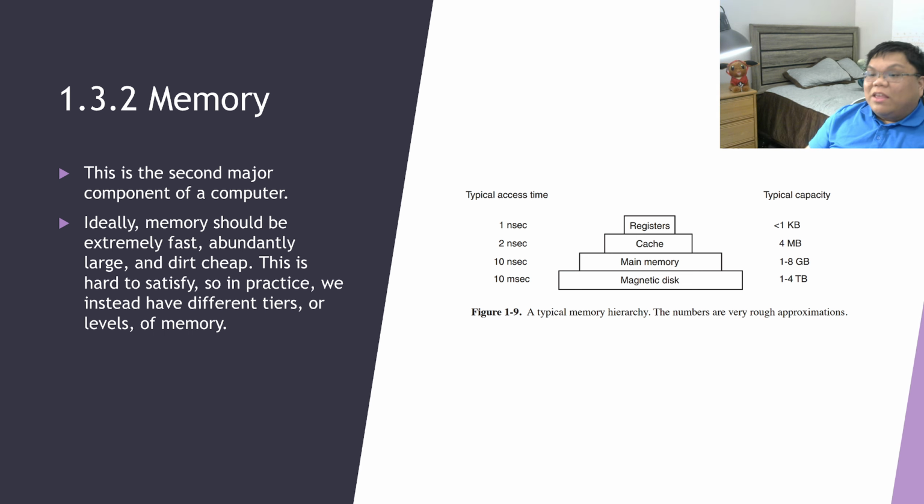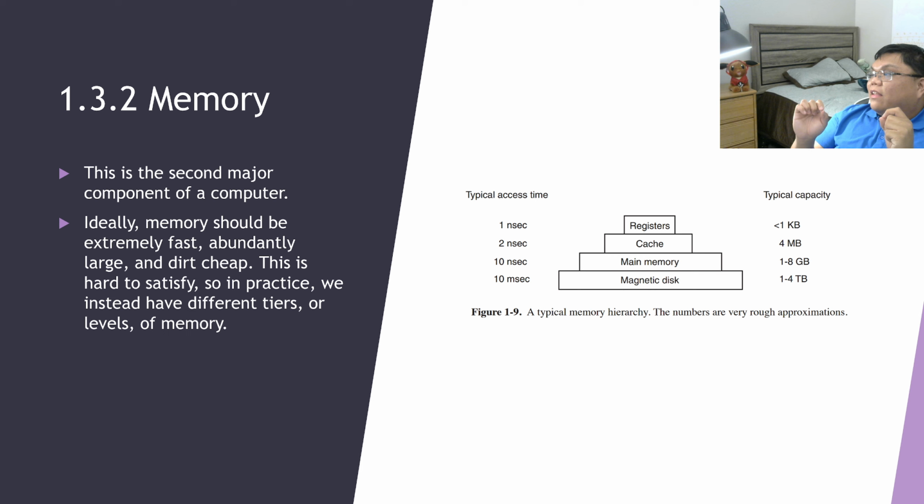Okay, now memory. This is the second major component of a computer. There's that memory hierarchy again. So we have registers at the top, and those are little bits of memory that can hold only 32 or 64 bits worth of data. That is at the very top of the memory hierarchy.